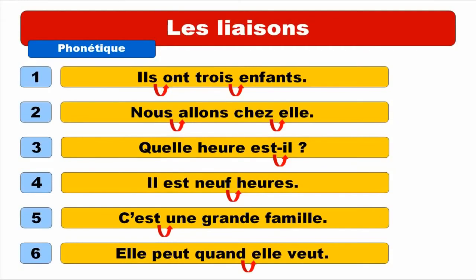Numéro 3. Quelle heure est-il? Repeat. Quelle heure est-il? Ok. Numéro 4. Il est 9 heures. Repeat. Il est 9 heures. Ok. Numéro 5. C'est une grande famille. Repeat. C'est une grande famille. Ok. Numéro 6. Elle peut quand elle veut. Repeat. Elle peut quand elle veut.